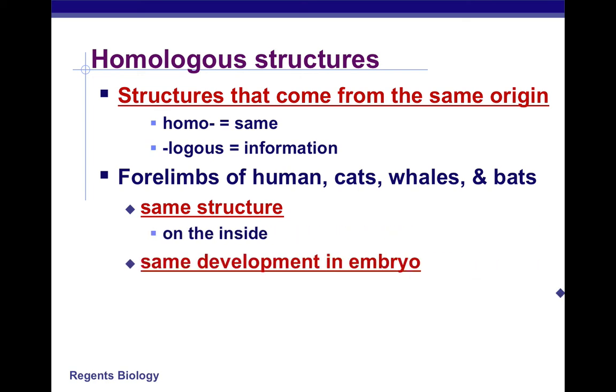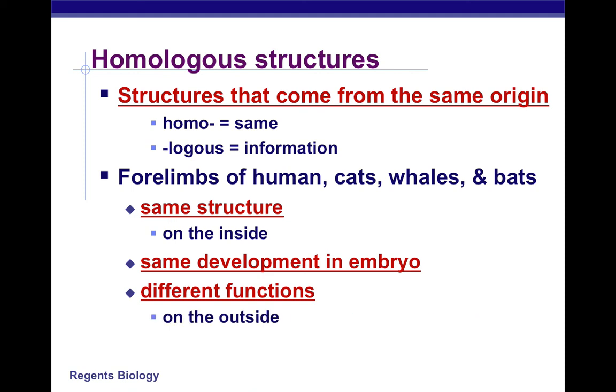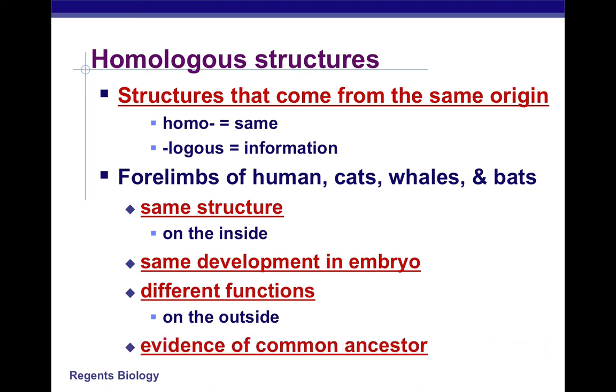Another example would be development in embryos, which we're going to look at in a little bit. But the main point of these homologous structures is that they are the same structure on the inside, but different functions on the outside. Again, this provides evidence of a common ancestor between two organisms. So when we look at the bat, the whale, the cat, and the human, similar structures, different functions, that provides evidence that we all had a common ancestor, whatever it was.